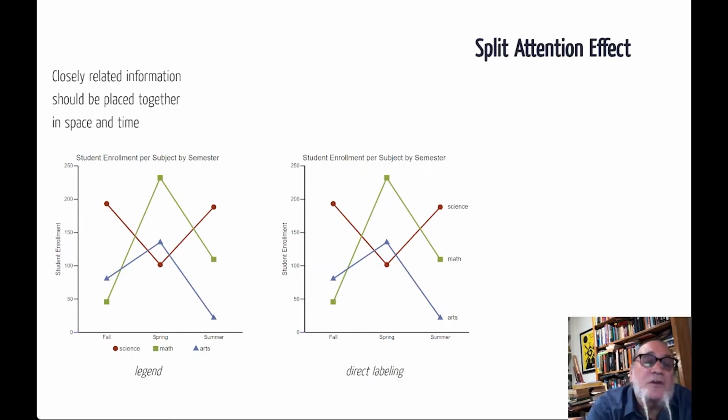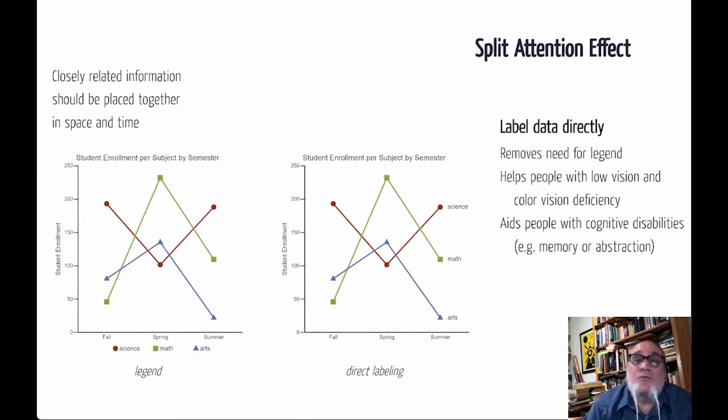With a legend, I'm looking at the color or the shape or both, and I'm trying to remember what that stands for. Then I move my eyes up to the line, and I have to memorize each of these legend items and apply them to the line. And that takes cognitive load. It increases the cognitive load. So if we have direct labeling, we can forego all that. Direct labeling removes the need for a legend. It helps people with low vision and color vision deficiency, and obviously it's good for cognitive disabilities like memory and abstraction problems.